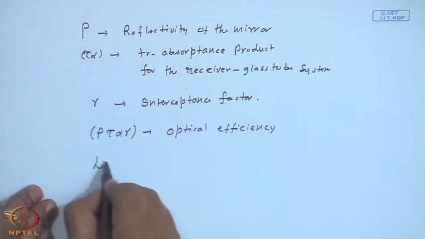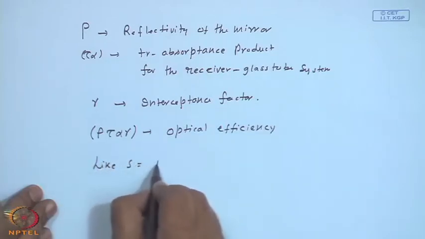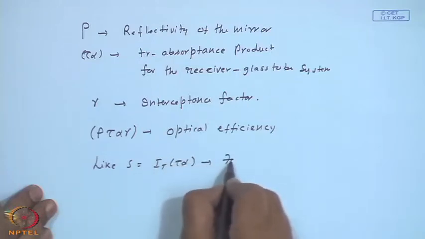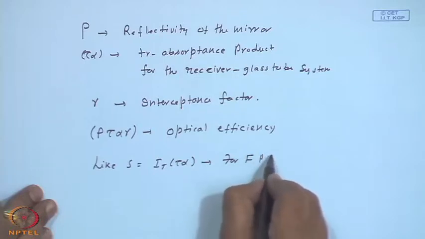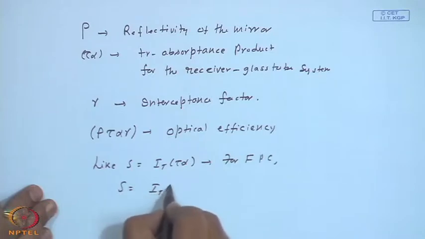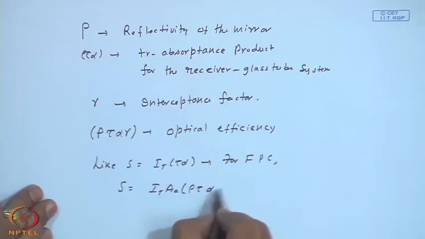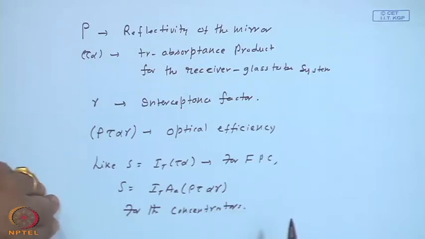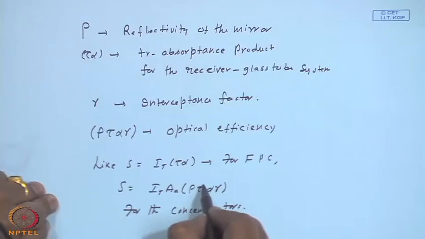Like S equal to I t tau alpha for flat plate collectors, we may have S is equal to I t A times rho tau alpha gamma for the concentrators. Of course, if you do not have a glass cover, then this tau will be equal to 1.